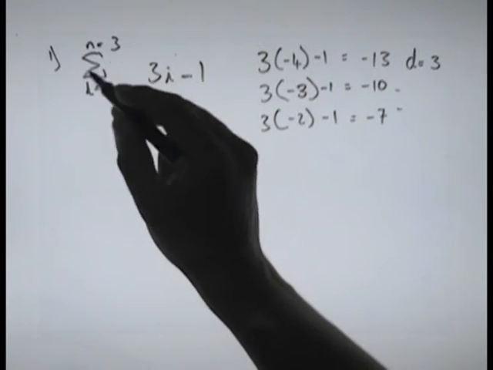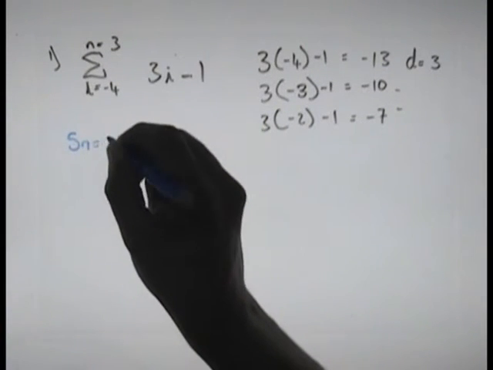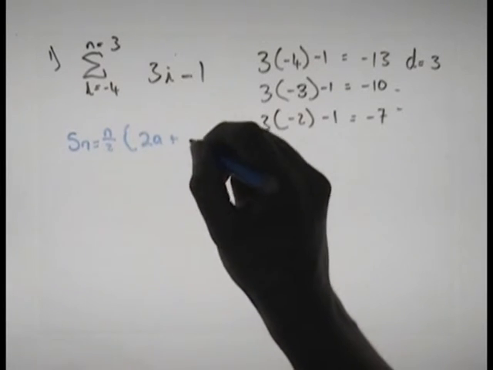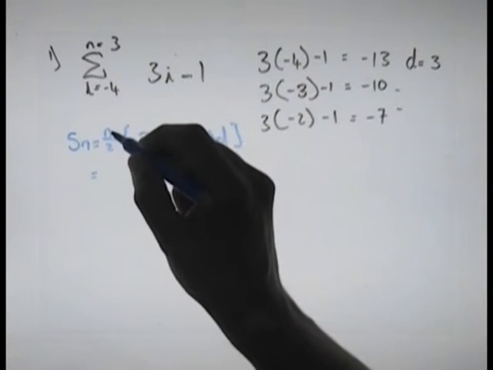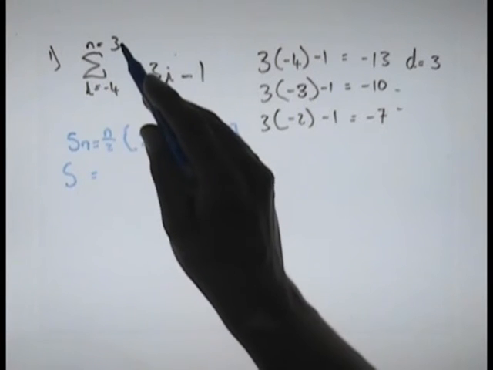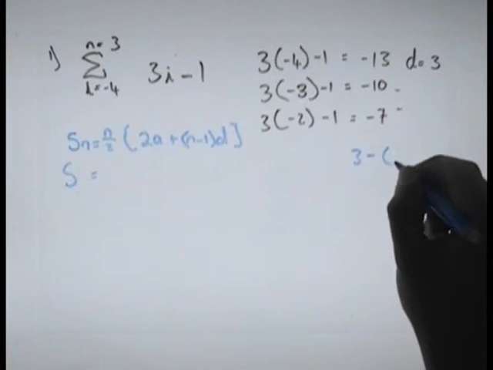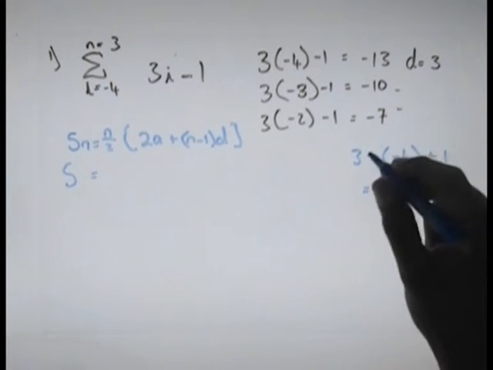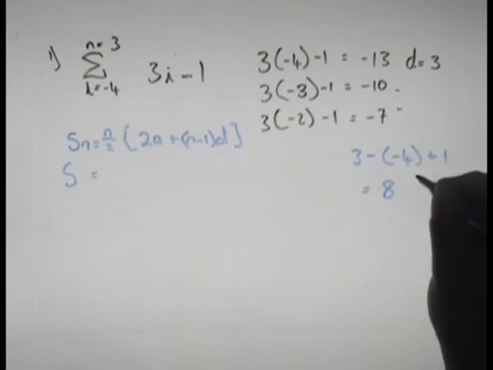Now we're looking for sigma, or sum of. That means we are going to use the formula Sn. For an arithmetic series, Sn is equal to n over 2 multiplied by 2a plus n minus 1 times the difference. Now n is the number of terms. To get n, we're going to say 3 minus negative 4 plus 1. That's going to equal 3 minus negative 4 is 3 plus 4, which is 7, plus 1 is 8 terms.